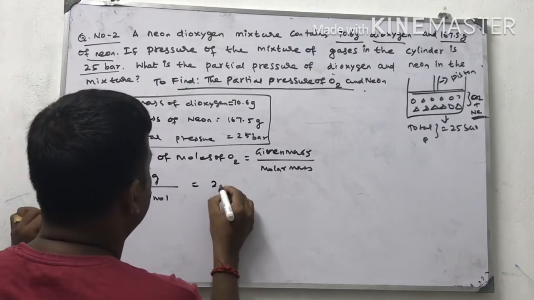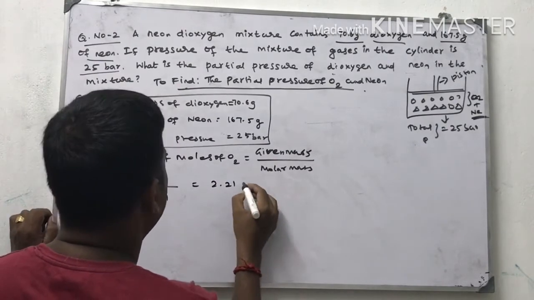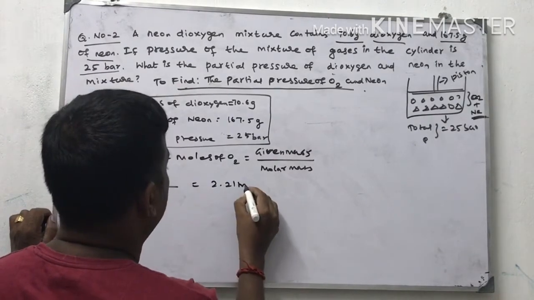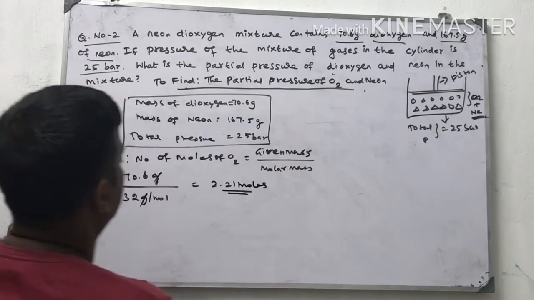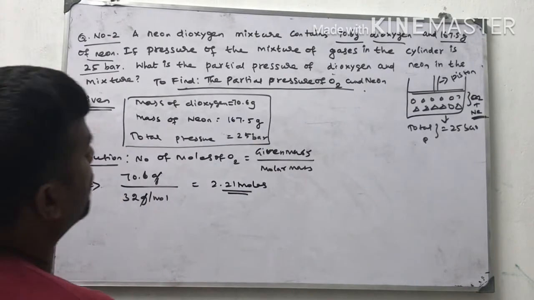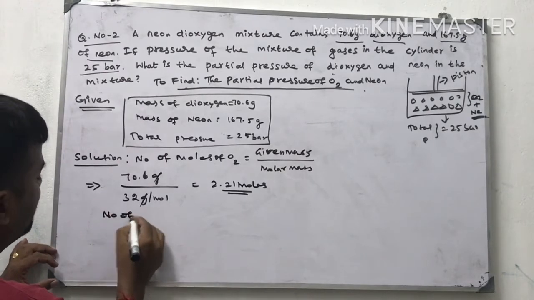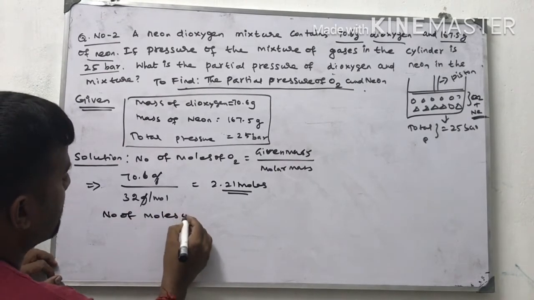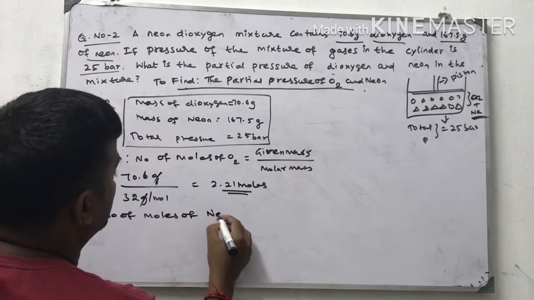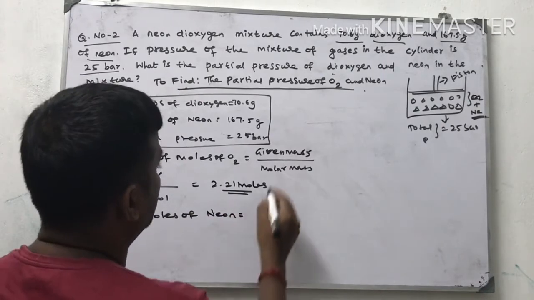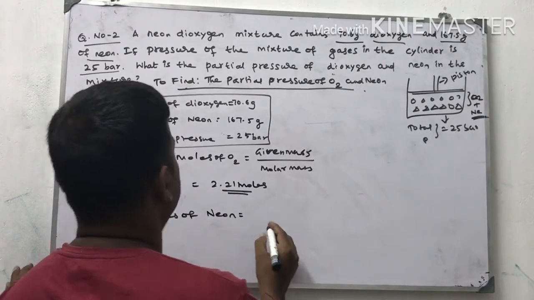On dividing these two things, we get 2.21 gram cancels, moles. This is the answer for number of moles of oxygen. Next one, number of moles of neon. Same, given mass by molar mass.